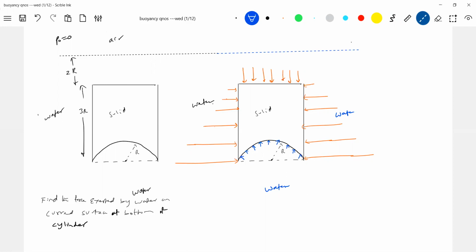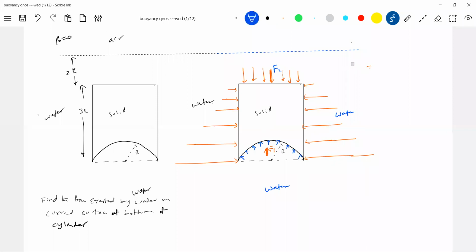Now let's analyze how to calculate the force on the curved surface. Let the resultant force exerted on the surface 2 be F2. Let this force be F1. The question asks for F1, no? So what is the basic definition? How do you define upward thrust? Net force exerted by the liquid on the solid. So we'll go for the basic definition of buoyant force.